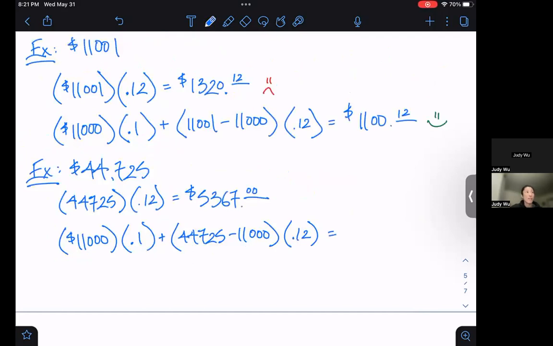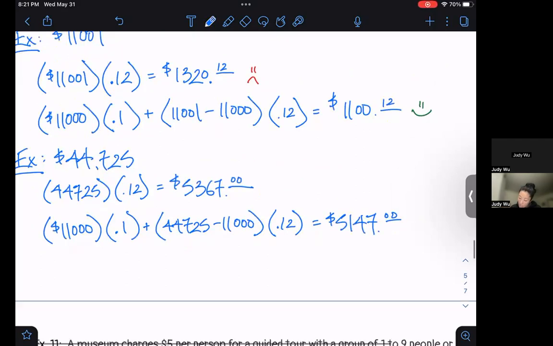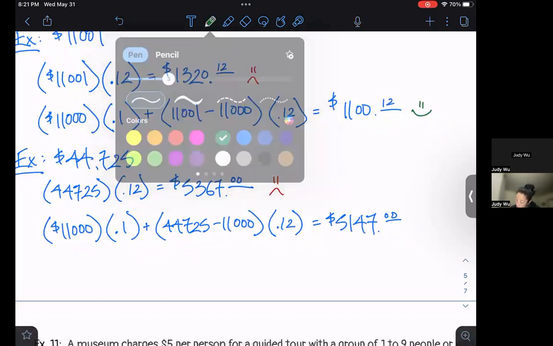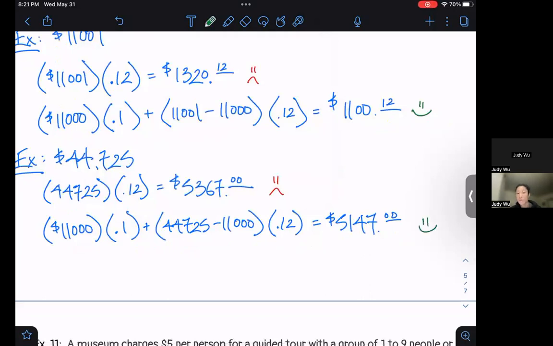Let's get that into the calculator. Let's see what that gets us. 44,725. And this gets me $5,147. All right. So again, instead of paying what I thought was 12% on everything, turns out I only pay 12% on the chunk that's into the next bucket. So anything over the 11,000. Okay.